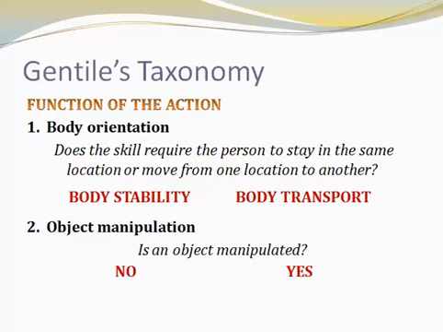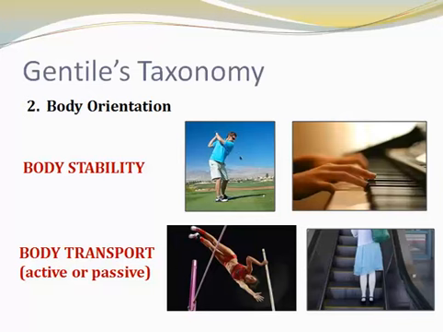Are they handling a racket? Are they handling a bat? There are various types of objects that could be manipulated for various motor skills. With regard to body orientation, our two options are body stability and body transport.